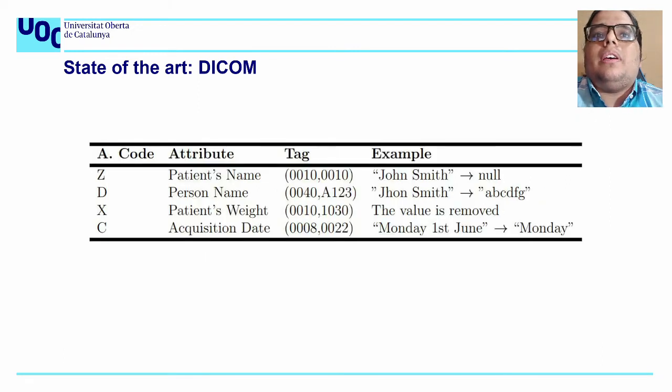Here we have an example of how this will work. For example, we have an action code that means that we can replace the data with zero or a dummy value. So we have the patient name that is in this tag position, and if, for instance, we have John Smith, we can leave it as null or replace it with a dummy string, like in the next one that only accepts a dummy value, the person name.